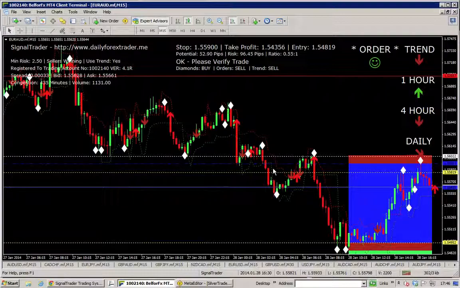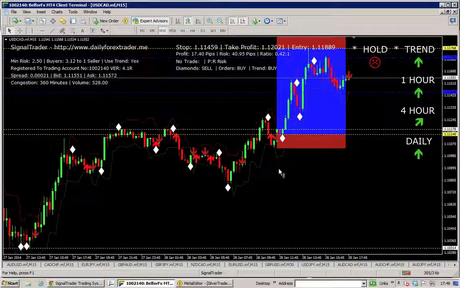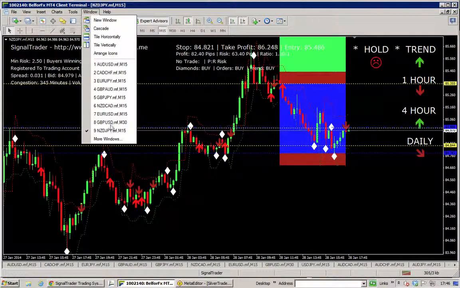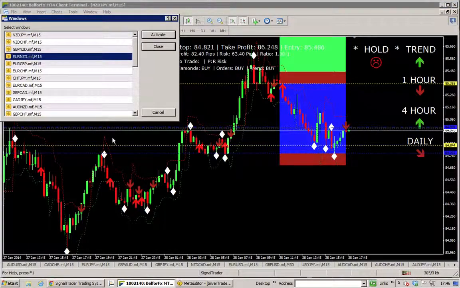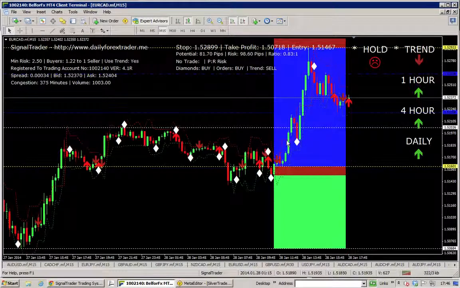Euro Aussie. I'm trying to find Euro CAD because I had a lovely trade out for Euro CAD today. Euro CAD, where are you? I'll tell you what, I'm going to just look it up. There we go. Euro CAD. I'll show you the trade I had today with SignalTrader's help. Was this one. So I entered about here, I think, if I remember rightly. No, it's before, was it? Yeah, it was about here because it came back on itself, and then it rallied like mad, and then it came back and I stopped out there because SignalTrader stopped it from carrying on, which was great.